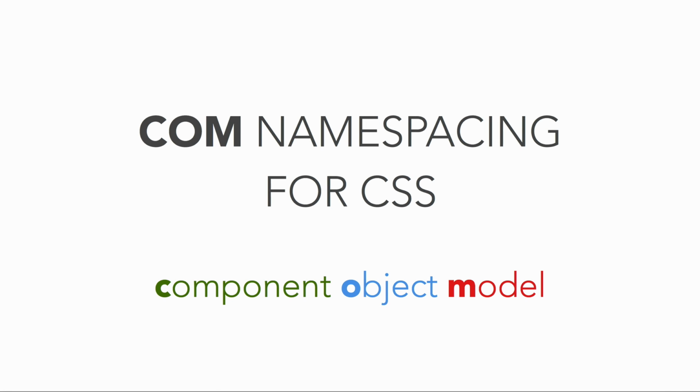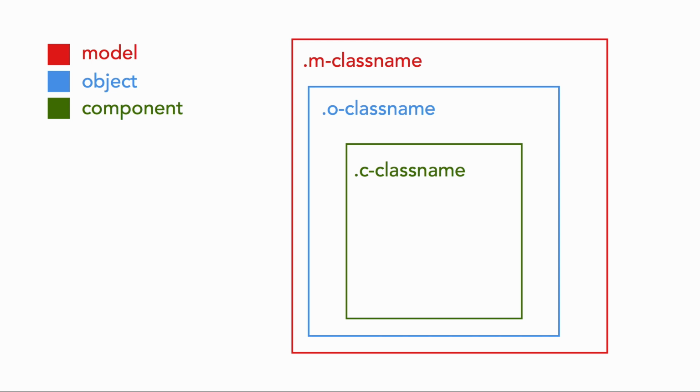Hi guys, I just want to share with you a namespacing convention I've been using recently for my CSS names, which I've called COM namespacing for component, object, and model. Basically, a component can go inside an object, and an object can go inside a model. You can have multiple components inside an object and multiple objects in a model. You can't have an object on its own without any components, or a model on its own without any objects.